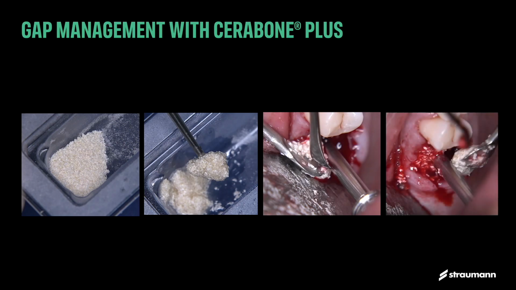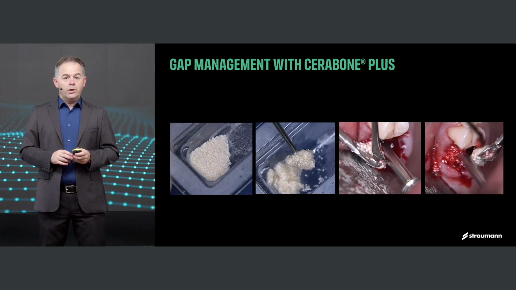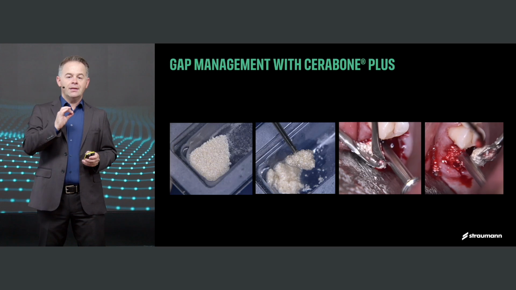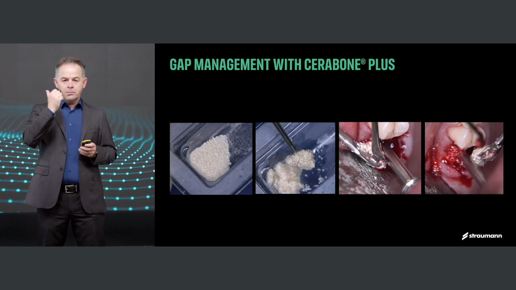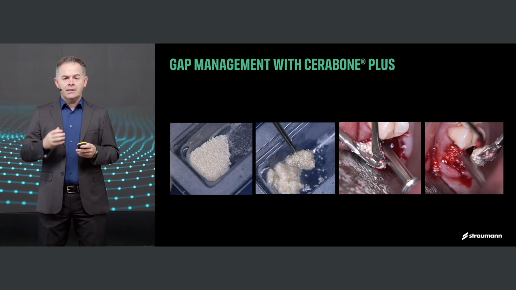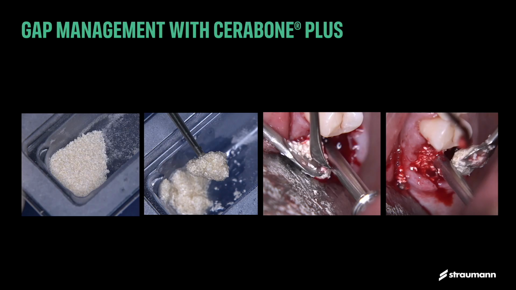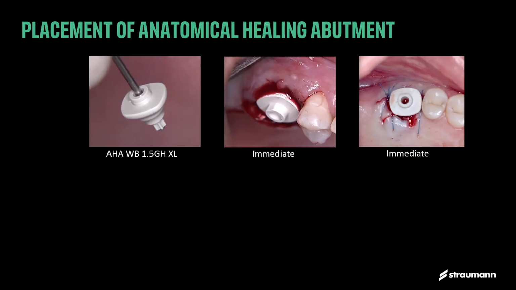And remember, it was an extracted site, so we want to manage that gap to minimize soft tissue and hard tissue collapse. We used again the Cetabone Plus with hyaluronic acid. That makes it very easy, just small drops. It hydrates very easily. It's easy to scoop, very sticky characteristics, so easy to handle and pack onto the gap. And next thing you see, the anatomical healing abutment for molars. That means the XL on the driver, middle image.